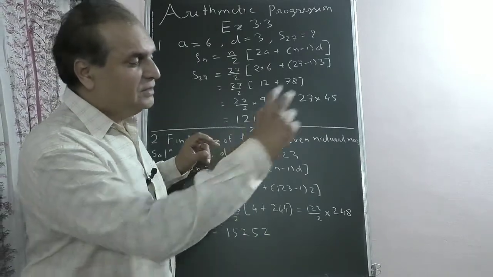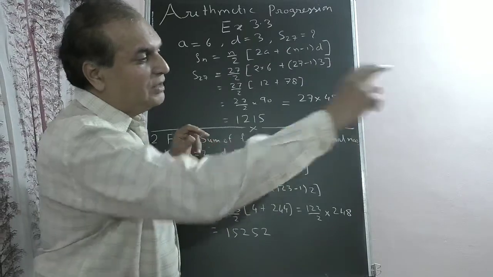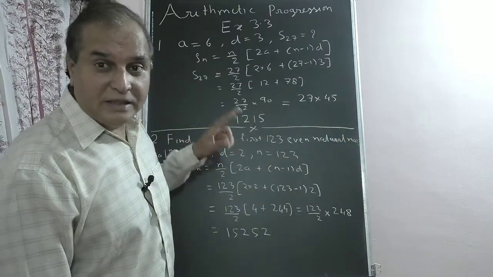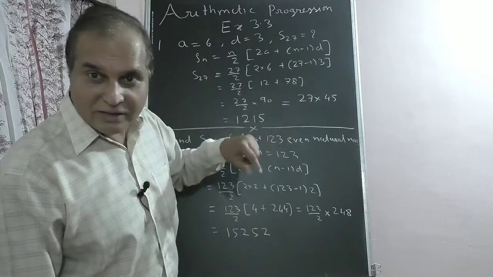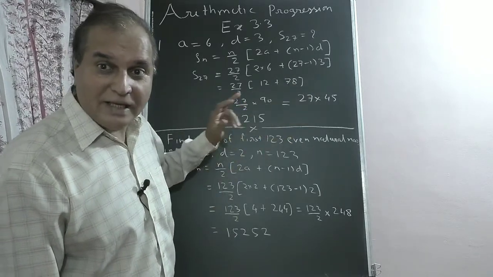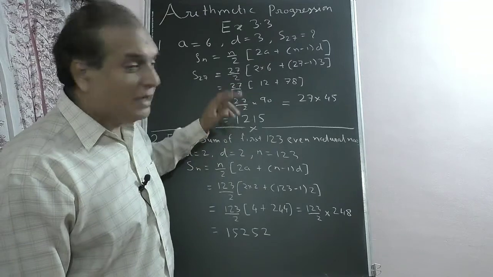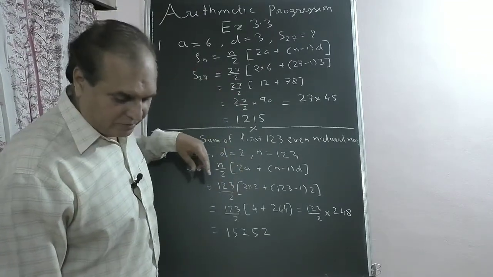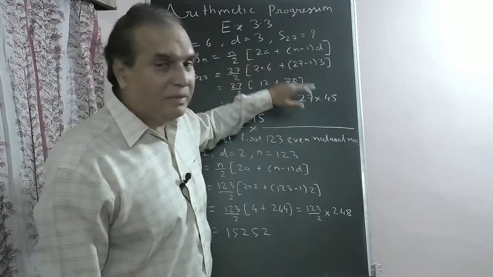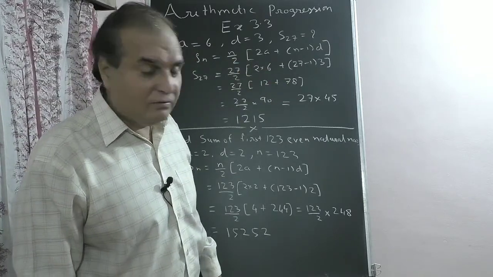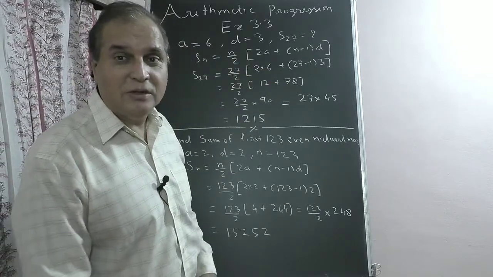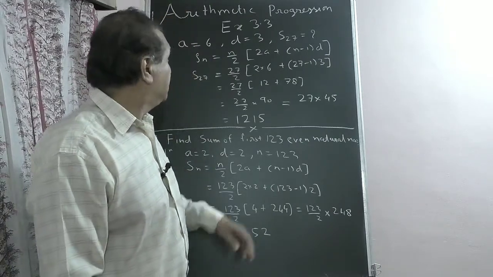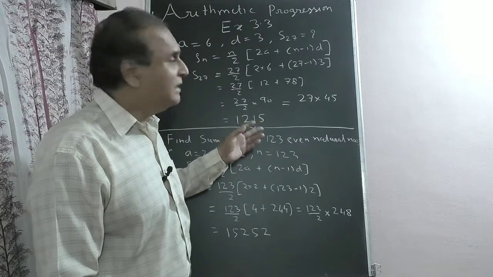So first 1, 2, 3, 4, up to 27: the sum, addition of all the 27 terms. T27 is just the particular 27th term. This is S27. So for S, what is the formula? Sn is n by 2 in bracket 2a plus n minus 1 d. One more formula is there, but if you know the last term, I will tell you at that time. Okay? So just put the values and you get the answer.